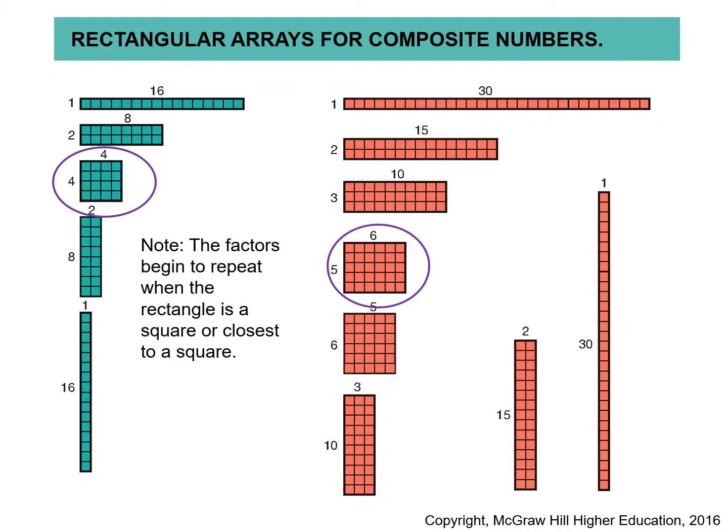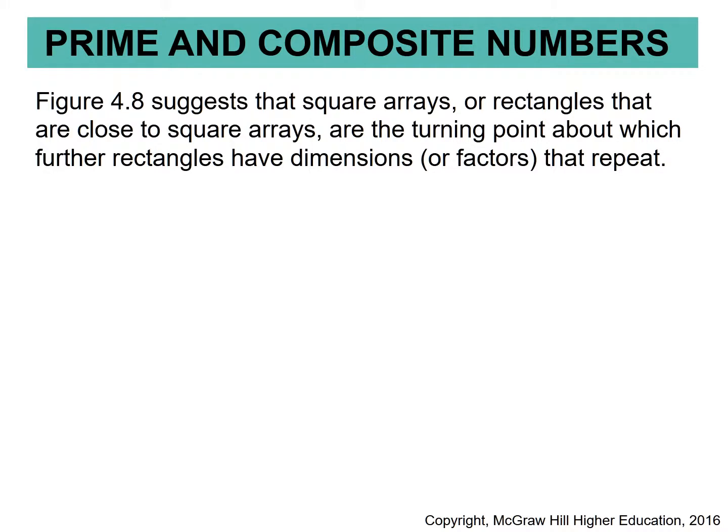So then the factors begin to repeat when the rectangle is a square, or as close as it's going to get to a square. And that's important to remember. So from that figure, we have that square arrays or rectangles that are close to square arrays are the turning point for other factors. That way, if I want to find all the factors of a number, all I have to worry about is getting the factors that get close to that square.